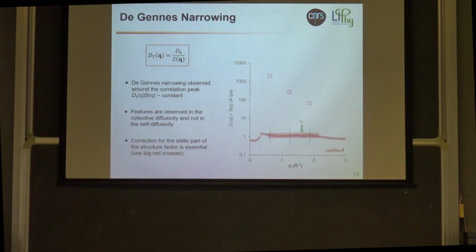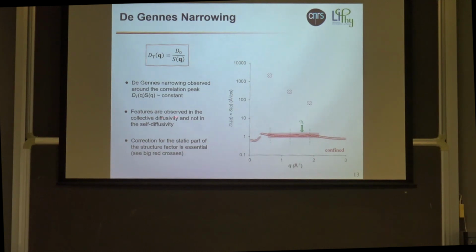So does it work? Again, you remember, in short, de Gennes narrowing can be summarized as this equation. You have the typical transport coefficient, D0 is the macroscopic limit, and S of Q is the structure factor. As I said in the previous slide, de Gennes narrowing is observed around the correlation peak. Sorry, I forgot to say: what I plot here is D of q times the structure factor. So it's supposed to be constant and equal to D0, and what you expect is a plateau. As you see, you do see a plateau. It works quite well. Around the correlation peak there are some fluctuations and some uncertainties, but overall it's quite flat.